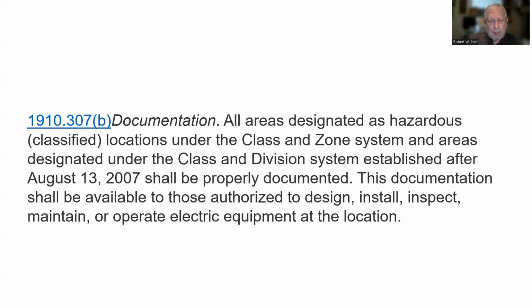So, documentation: all areas designated as hazardous classified locations under the class and zone system, and areas designated under the class and division system established after August 13, 2007, shall be properly documented.